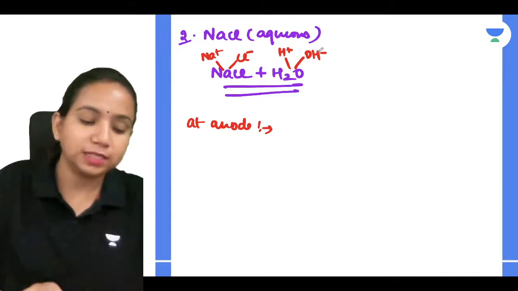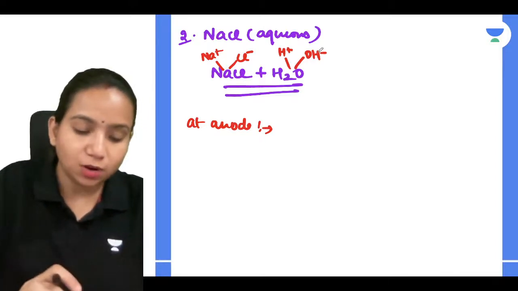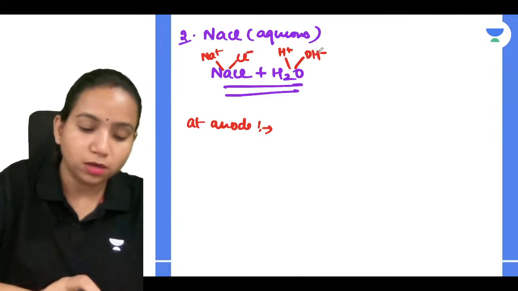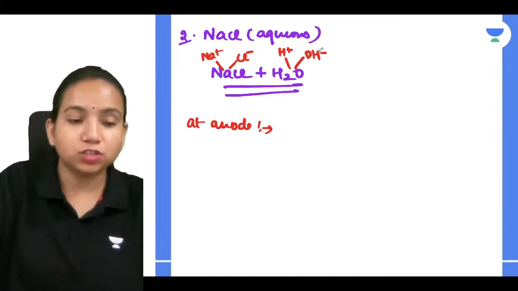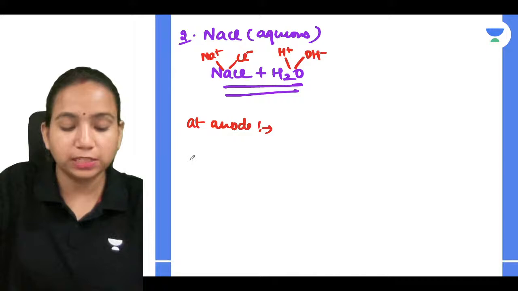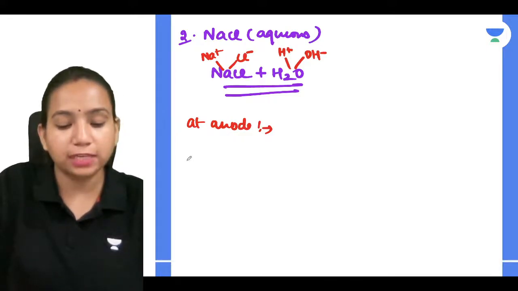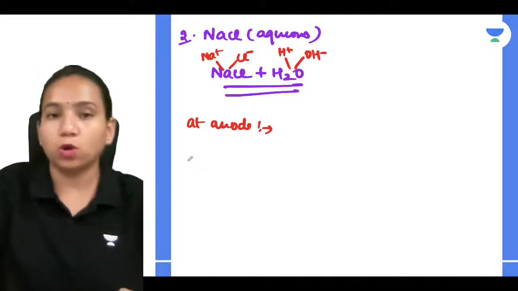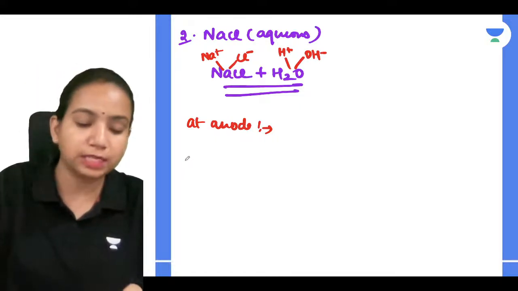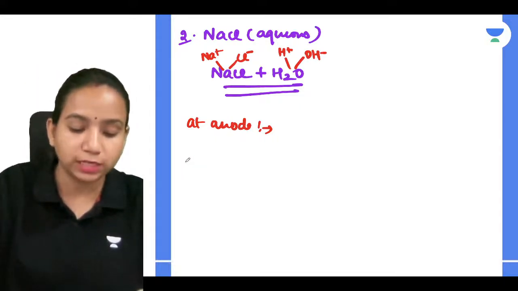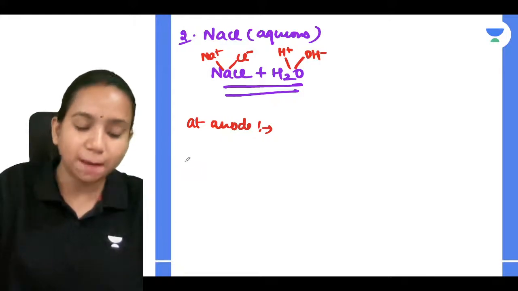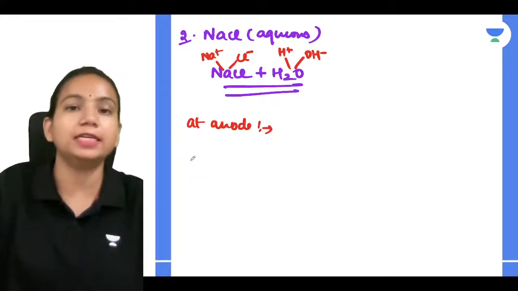So it's very simple guys. What will we be getting at anode and at cathode? At anode, you get the reaction of OH minus ion. Basically you have a Cl minus ion and you also have the OH minus ion. But instead of Cl minus ion, you will have the OH minus ions coming and getting accumulated at anode.